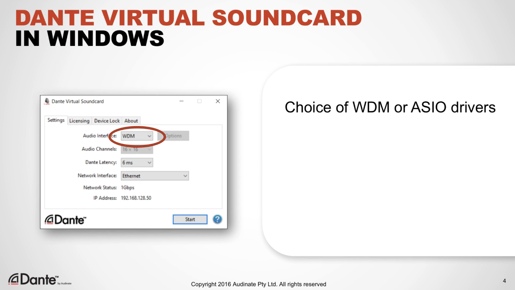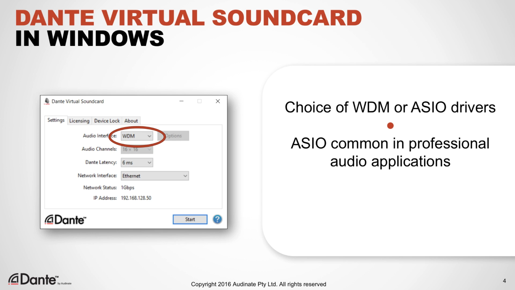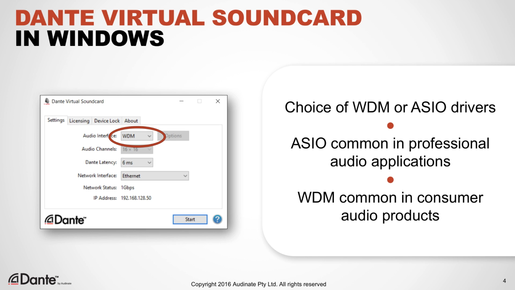If you are using Dante Virtual Soundcard on the Windows platform, there are some additional setup elements. Dante Virtual Soundcard can be configured to represent an ASIO or WDM device. ASIO is the third-party solution that is favored by professional audio applications such as Cubase, Nuendo, Pro Tools, and so on. WDM is the common Windows system audio driver used by consumer applications such as iTunes or Amazon Music Player.